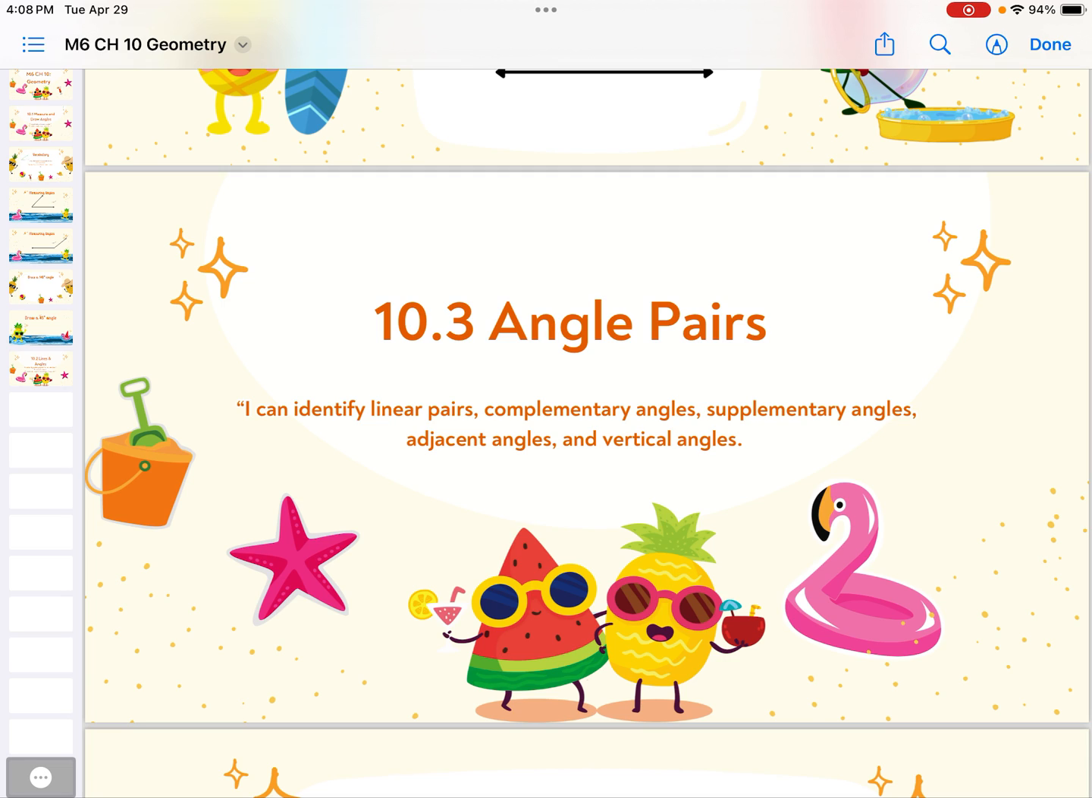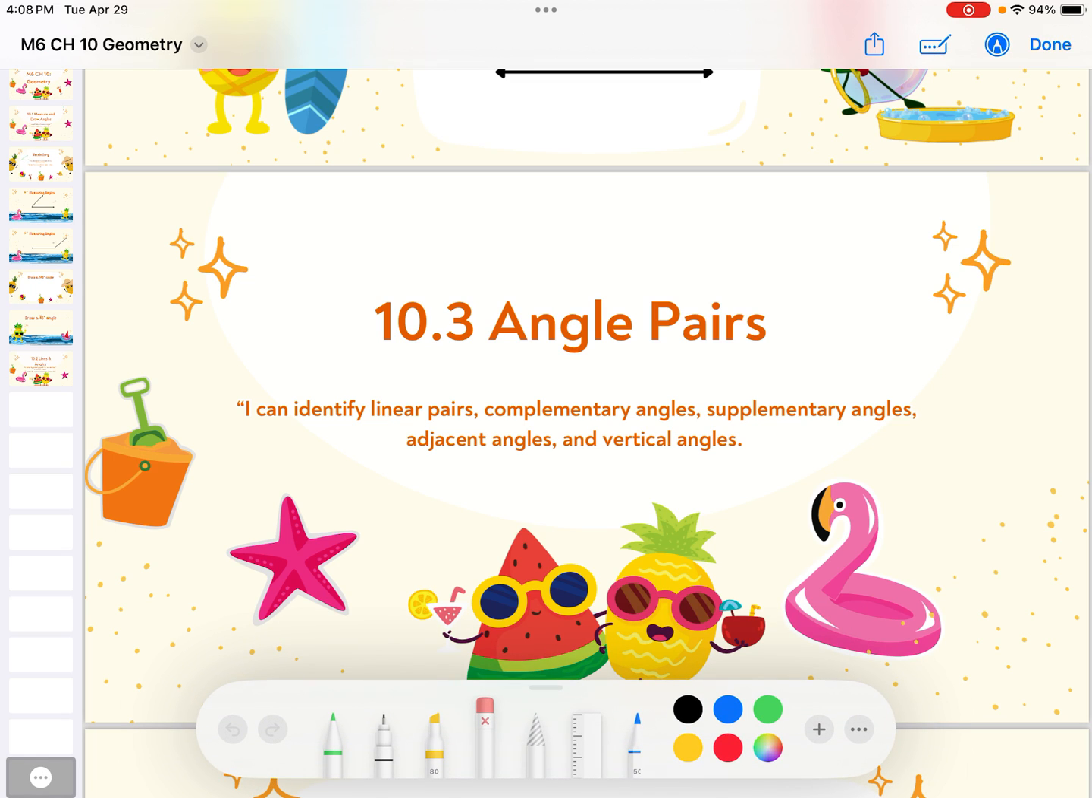Just as a reminder, an angle is formed when we have two rays, a line that has one endpoint. When we have two rays that meet at the same vertex, that is called an angle. Sometimes when we have two angles, we are going to have different angle pairings, and depending on that, we have some special rules.